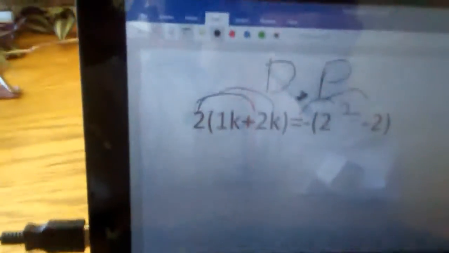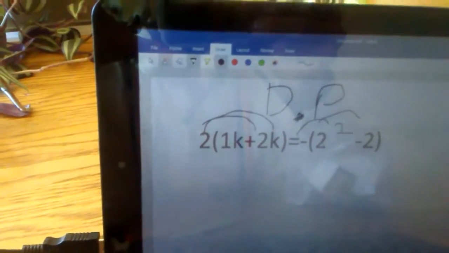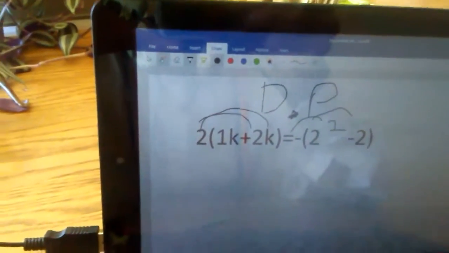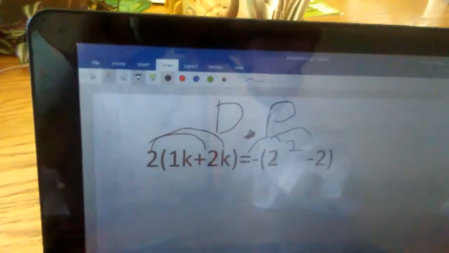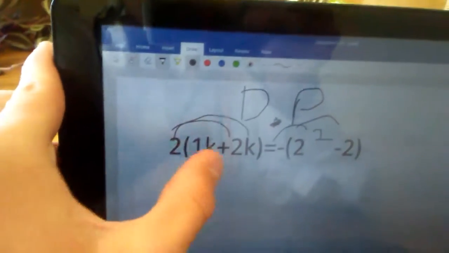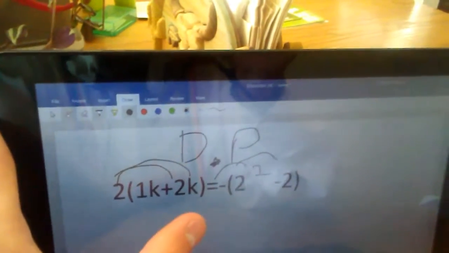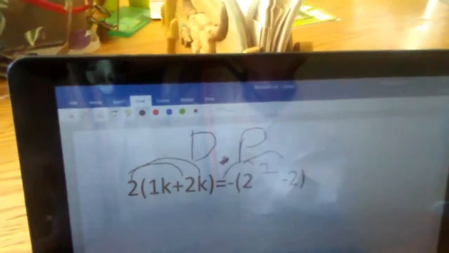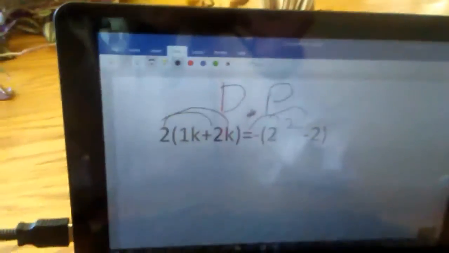Alright, so we're doing distributive property. 2 times 1k plus 2k equals negative 2 squared k minus 2. You're going to do the outside, which is 2 times 1k, and the outside again times 2k. This will give you what I believe to be 2k plus 4k.